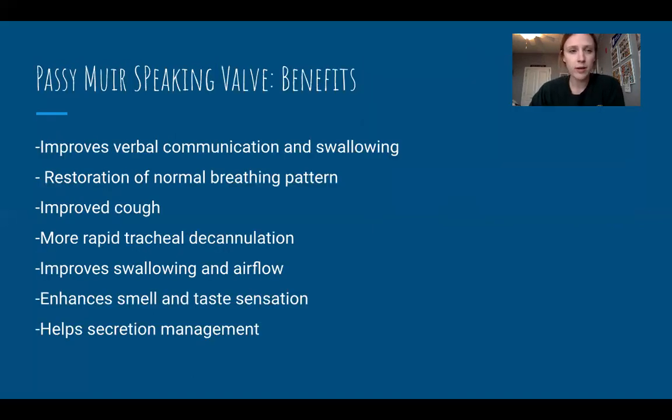So real quick, I want to go over the benefits of a passy-muir valve. It improves verbal communication and swallowing. It restores a normal breathing pattern. It can improve your cough. It expedites the process for being decannulated. It's one of those prerequisites to know that if you're tolerating this, you can hopefully be decannulated and get that trach out in general. It improves swallowing and airflow, enhances smell and taste and sensation, and helps secretion management.